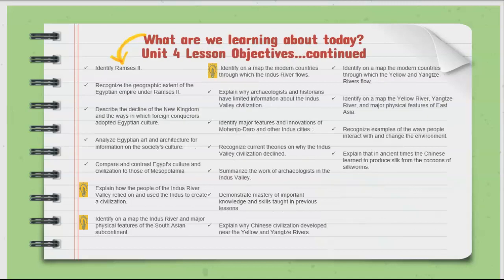The three for today: explain how the people of the Indus River Valley relied on and used the Indus to create a civilization. Identify on a map the Indus River and major physical features of the South Asian subcontinent. Identify on a map the modern countries through which the Indus River flows.